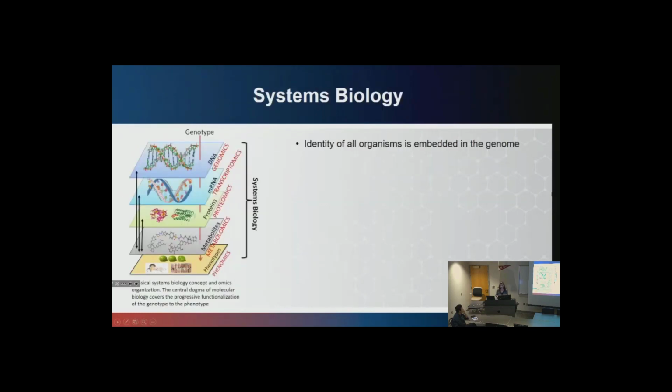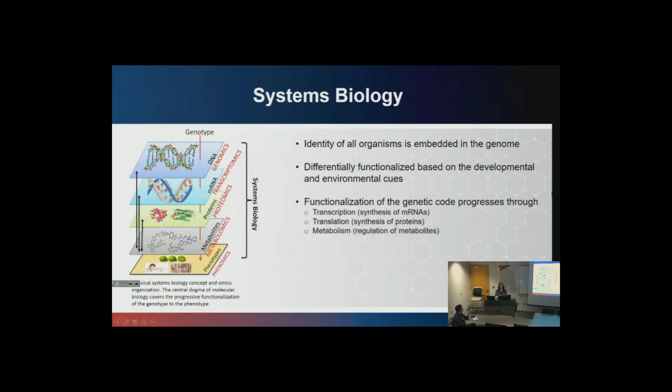It's well known that the identity of all organisms is embedded in the genome and then differentially functionalized based on developmental and environmental cues. This functionalization of the genetic code progresses through transcription, as just mentioned, the synthesis of messenger RNA, translation, the synthesis of proteins, and metabolism, the regulation of metabolites. And the graph here illustrates the omics organization. Each of these processes operates at a different temporal scale.